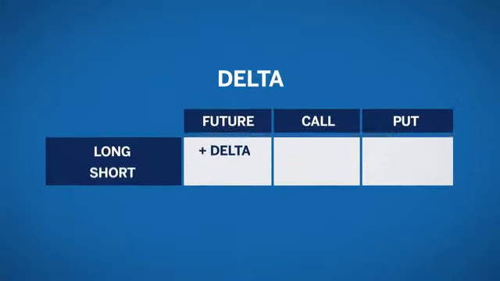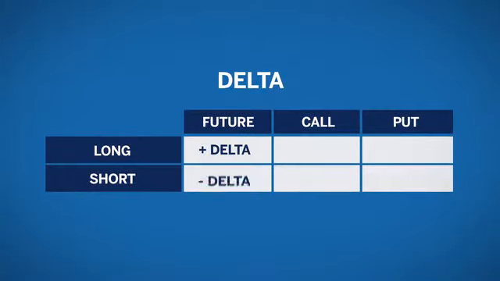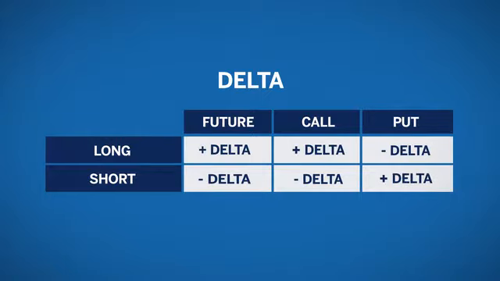Being long a future results in positive delta. Being short a future results in negative delta. Being long a call will result in positive delta. Being short a call results in negative delta. Conversely, being long a put results in negative delta. Being short a put results in positive delta. If you are long deltas, you want upward market movement. If you are short deltas, you want downward movement.